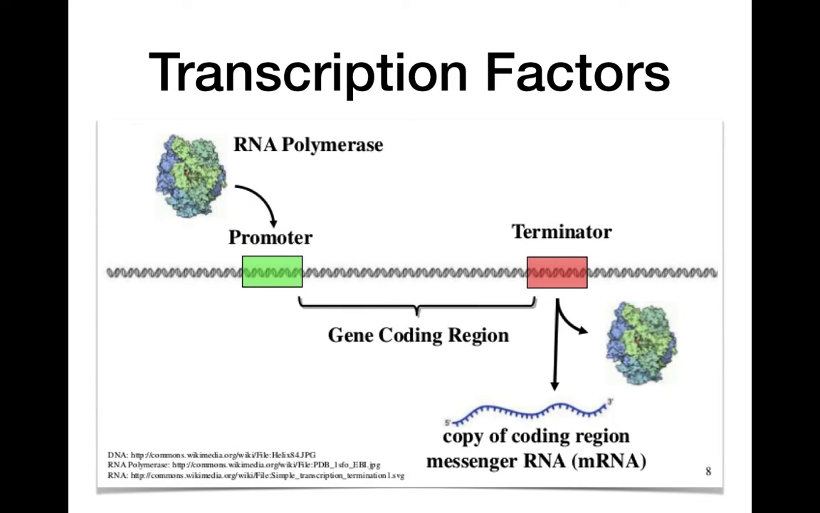So this example here, again, is another diagram showing this. RNA polymerase is going to bind to the promoter, and then the gene region in the middle is going to be coded. That actually contains the information required to make the protein in question, and the terminator at the end. So RNA polymerase binds the promoter, transcribes the gene, and ends at the terminator, making our messenger RNA.